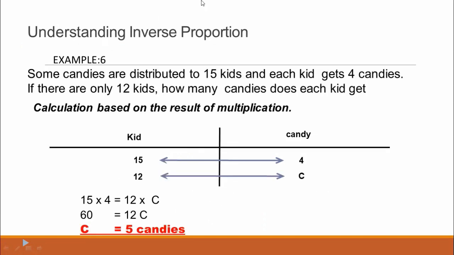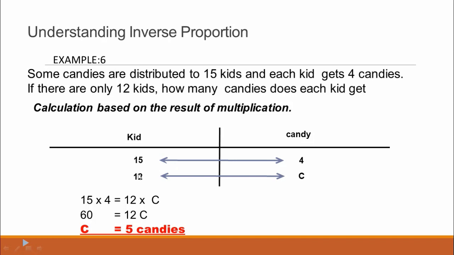Now to understand inverse proportion through this example: some candies are distributed to 15 kids and each kid gets 4 candies. If there are only 12 kids, how many candies does each kid get? So the calculation is based on the result of multiplication. In the first sentence we have 15 kids, and in the second sentence we have 12 kids.